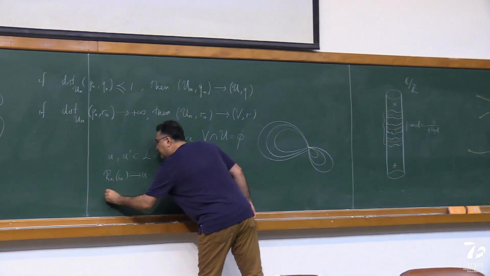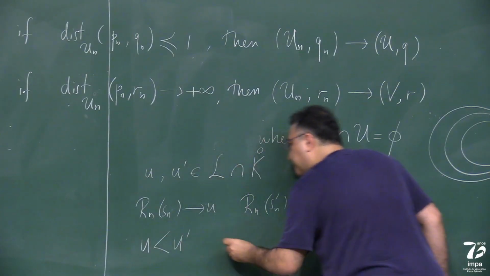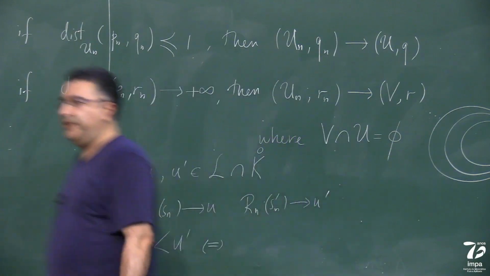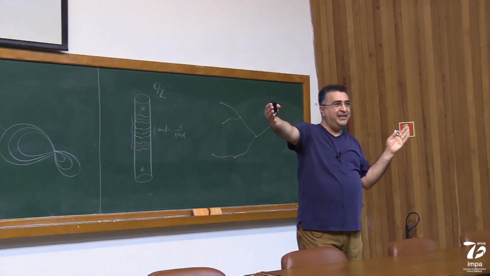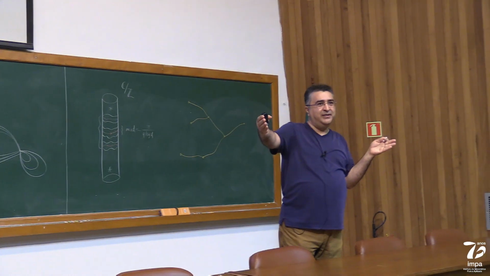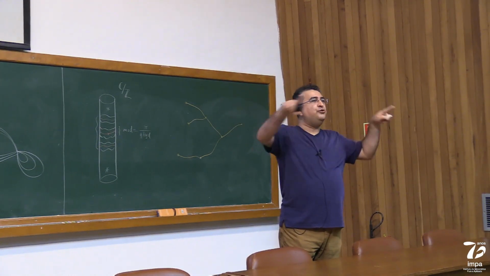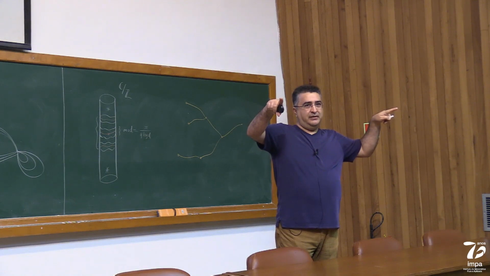And you define this order. You say U is less than U prime when, I think I have it here. So instead of writing it, I can show it here. You define U to be less than U prime when S over S prime, both of them going to 0, has the limit of the ratio less than 1. If this limit is a positive real number, strictly between 0 and infinity, you get 2 points on the same L arc.